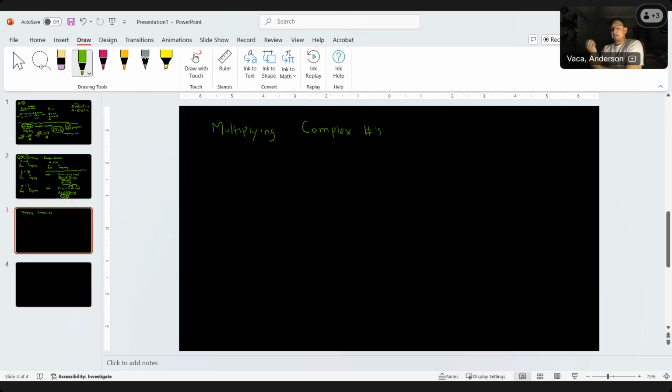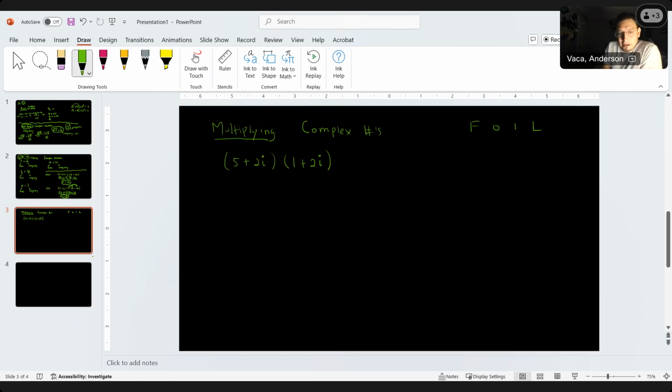So in order to be able to do this, we need to be really, really comfortable with distribution. So I'm going to show you something real quick. I'm going to multiply 5 plus 2i, and I'm going to keep it simple, with 1 plus 2i. I'm going to try to keep it as simple as I possibly can. Now, the method that I'm going to use for multiplying these complex numbers is the foiling method, which is basically two distributions going on at the same time.